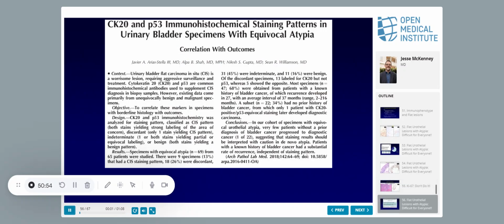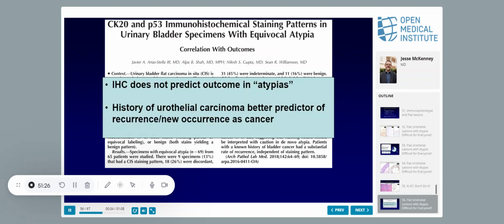Okay, so this is the biggest one. I've been talking about doing this study forever, and Dr. Williamson, who's moved to the Cleveland Clinic recently and is now my colleague, did this. What they did is they took flat lesions, they did the stains, and then they wanted to see who progresses to definitive, unequivocal CIS or invasion. And what do you think was the best predictor? Having a prior history of cancer was the best predictor. And the immunohistochemistry did not predict outcome in any of the atypias.